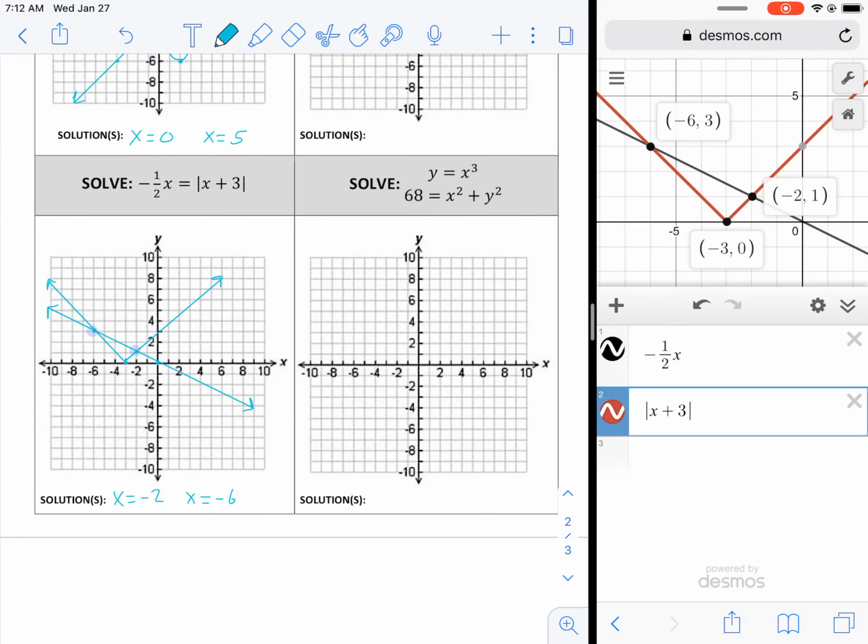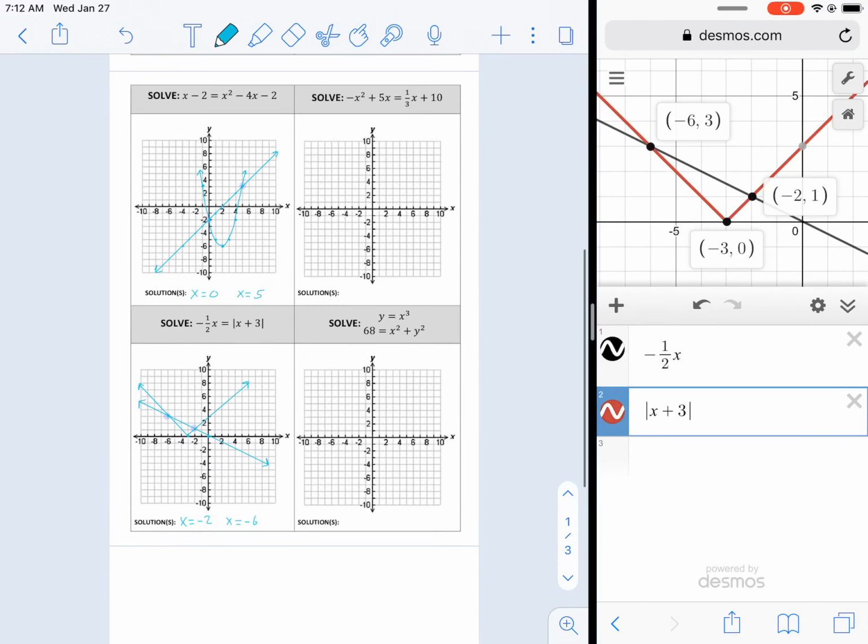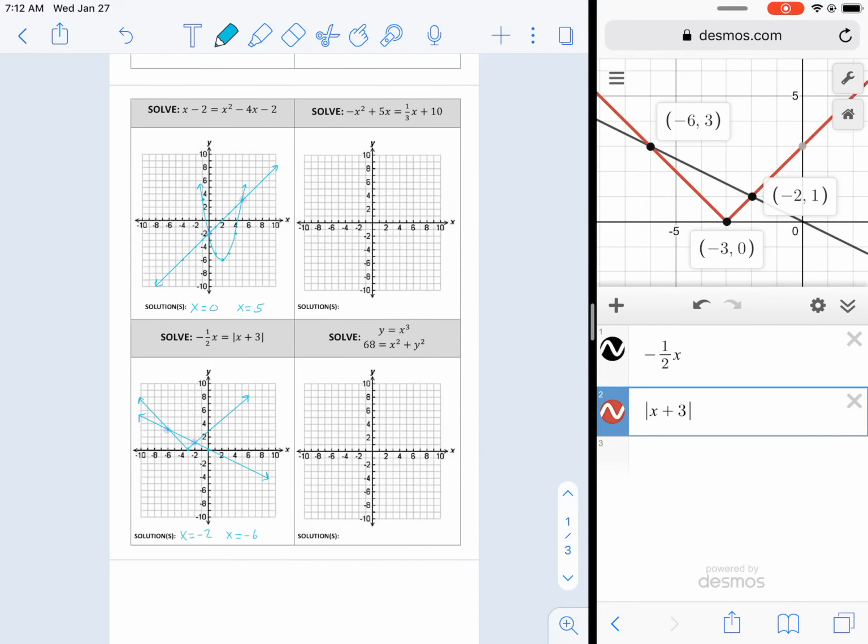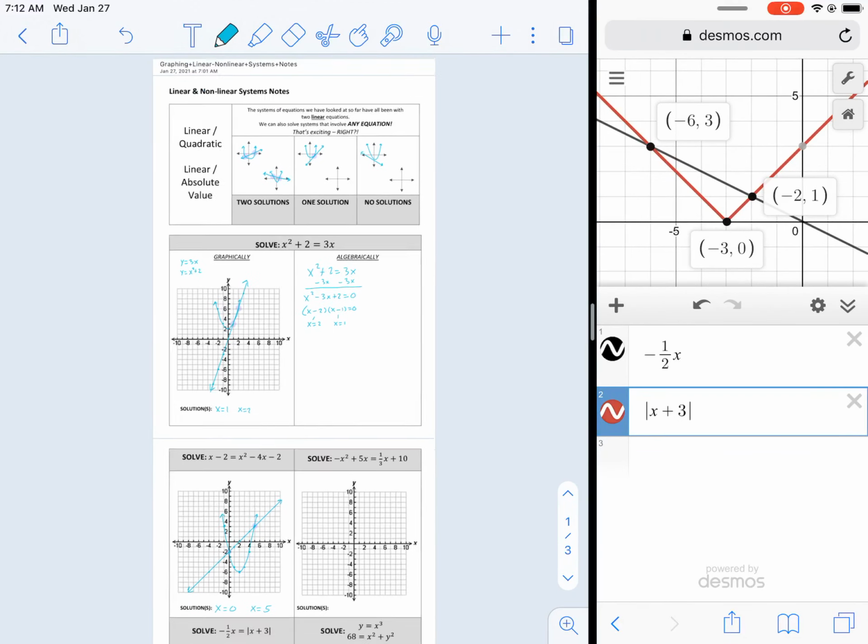We're just going to practice using Desmos to solve these systems, rather than solving them ourselves. So if you want to, finish this, try a couple more, you can.